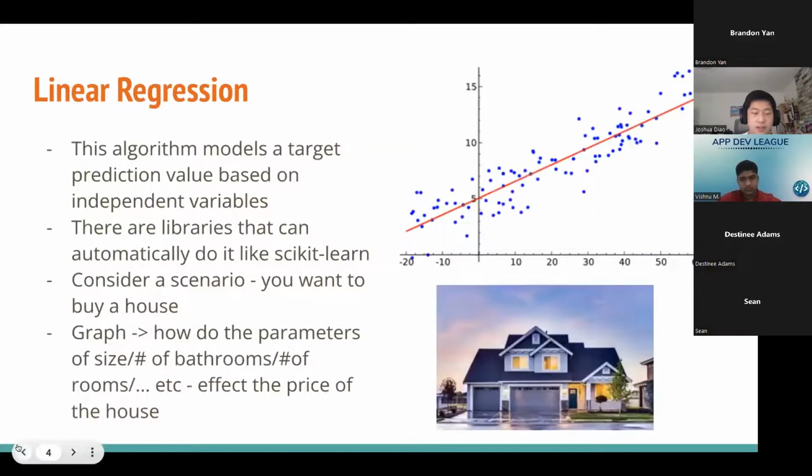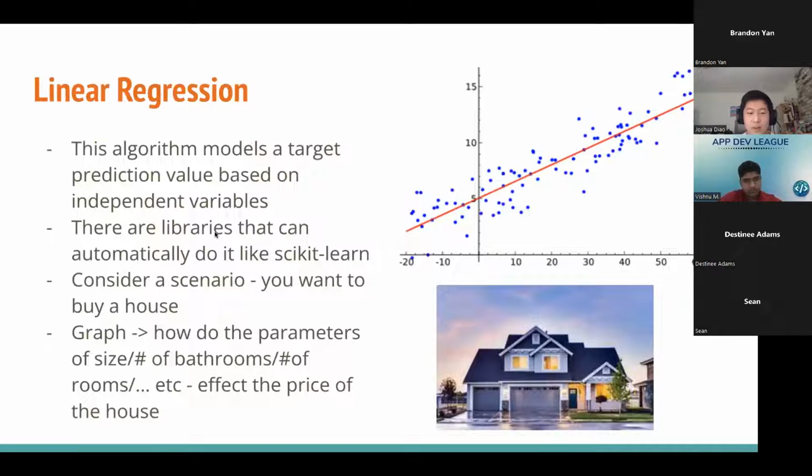Sorry, guys. I think I mixed up the slides a little bit, but we're going to go back to k-means in a bit. This is actually not the supervised learning. Our first supervised learning algorithm I just mentioned is linear regression, right? This is the regression algorithm we were talking about. Let's go more in depth on what linear regression actually is. This algorithm models a target prediction value based on an independent variable. As I said before, we're basically trying to create a line, or find a y equals mx plus b, that can predict the output.